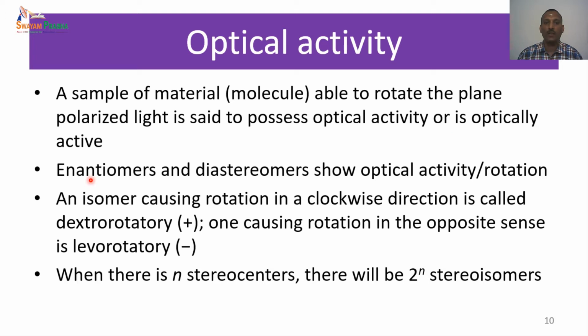The other two terms which we will encounter later are enantiomers and diastereomers. They both show optical activity or optical rotation. An isomer rotating light in the clockwise direction is called dextrorotatory or the plus isomer, and the one causing the opposite sense, that is anti-clockwise rotation of the plane polarized light, is called levorotatory or the negative isomer. And one more thing to remember: when there are n stereogenic centers in a compound, it leads to 2 to the power n stereoisomers. So these are some basic fundamentals about optical activity.